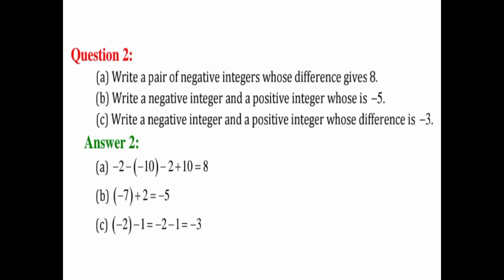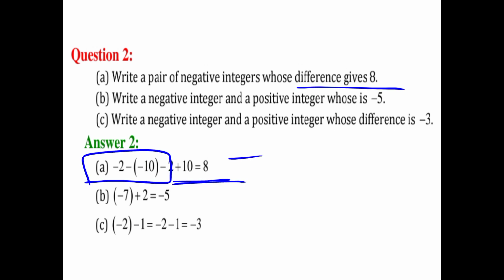This is question number 2. Write a pair of negative integers whose difference is 8. This is solved for you: -2 minus -10 is equal to -2 plus 10, which is equal to 8. You can guess some other pairs of negative integers whose difference gives 8.